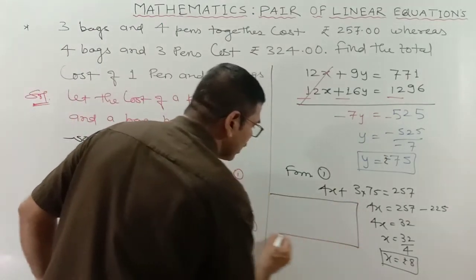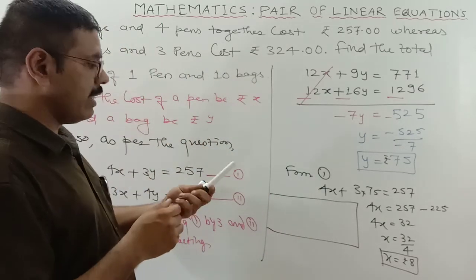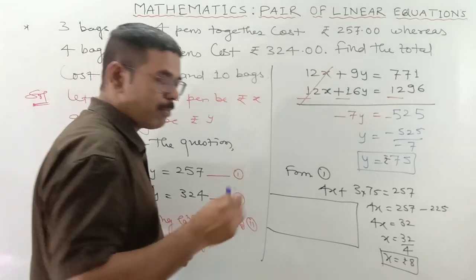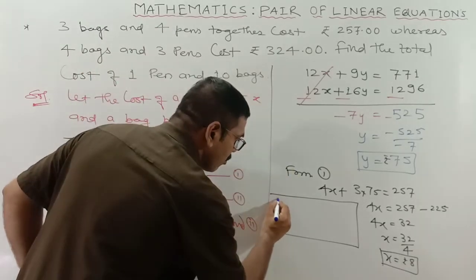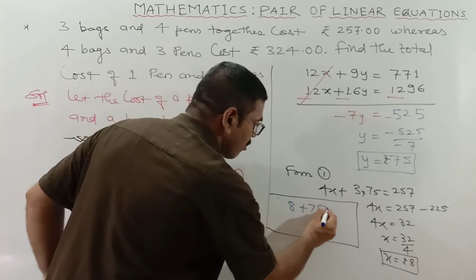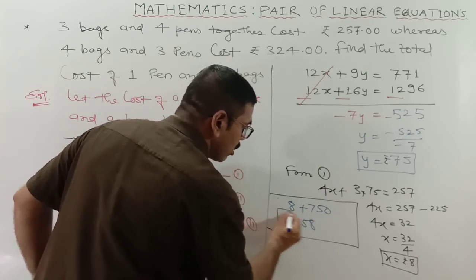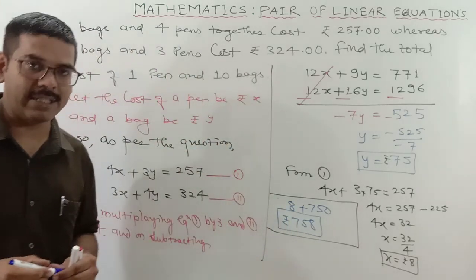But now what is the question? Try to understand. Find the total cost of one pen and 10 bags. So the cost of one pen is rupees 8 plus 10 bags, it is 750. So 758 rupees will be the total cost in our final answer.